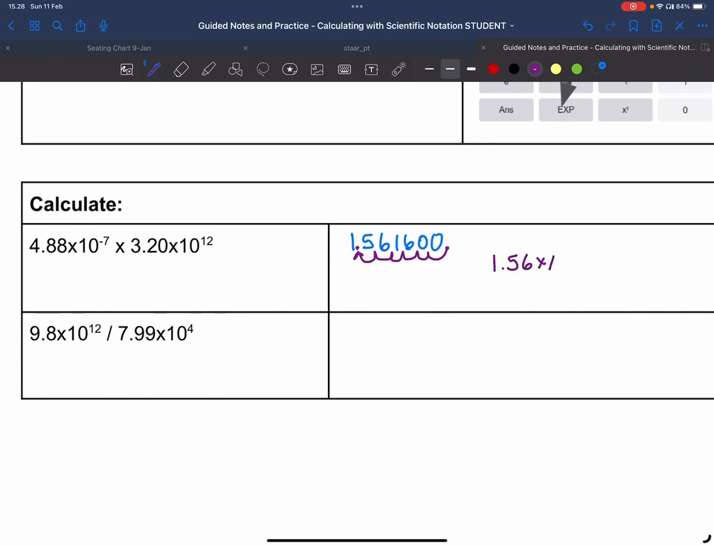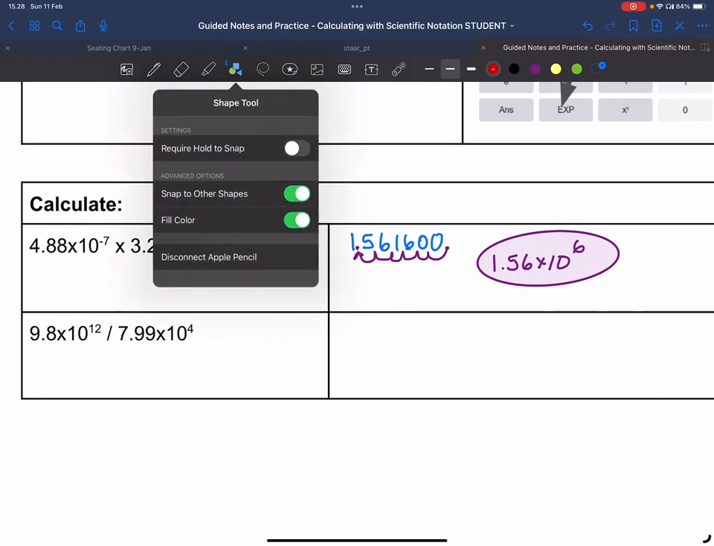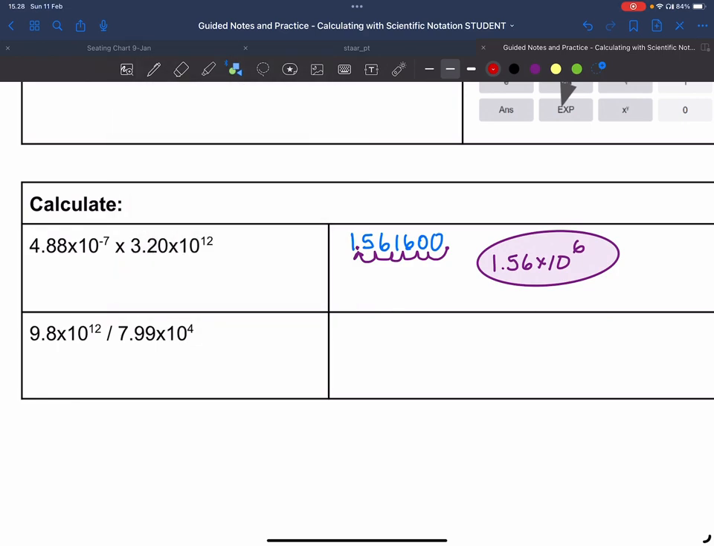1.56 times 10 to the 6th, because I'm only going to be focusing on these two decimal places. Right? Now the other one I'm just going to do with my calculator.